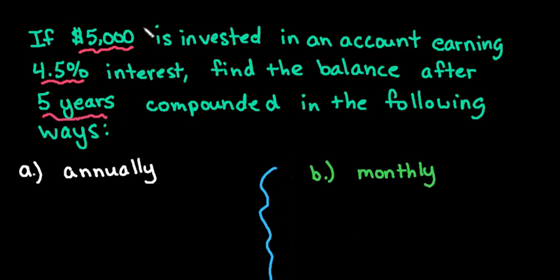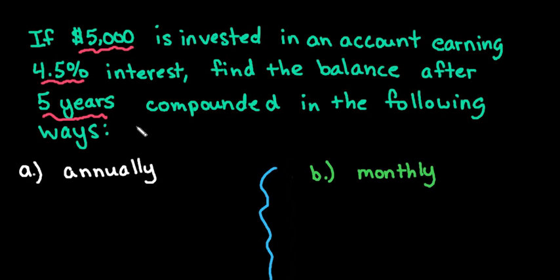And the reason I'm doing the same situation, with the same beginning amount, the same interest rate, and the same time, is so you can see how each of the following ways of compounding does influence the results. Okay, so there are two compound interest formulas.